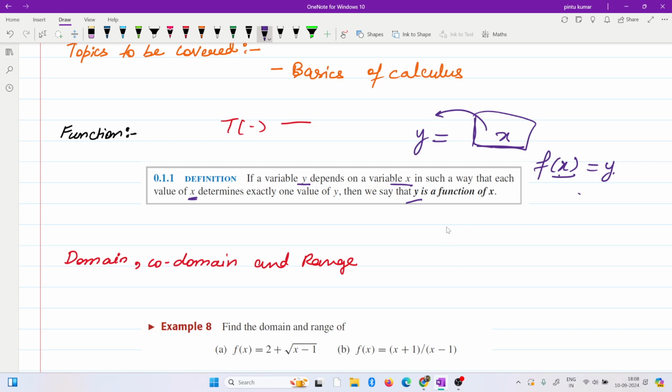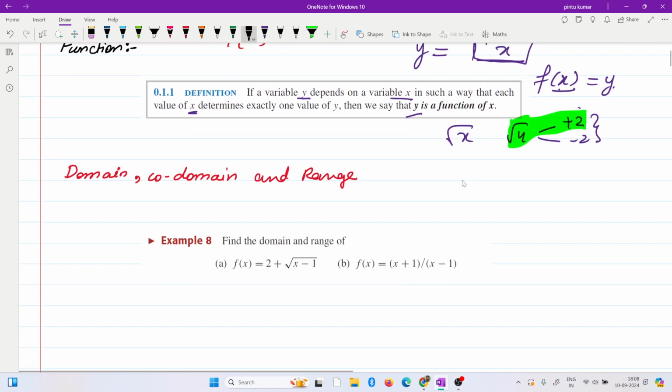For example, if you have the square root of 4, and you allow it to take both the values plus 2 and minus 2, then it is not a function. But if you restrict it to only positive values, then you can define it as a function. So a function can only take unique values. No value of x can map to two different values of y.